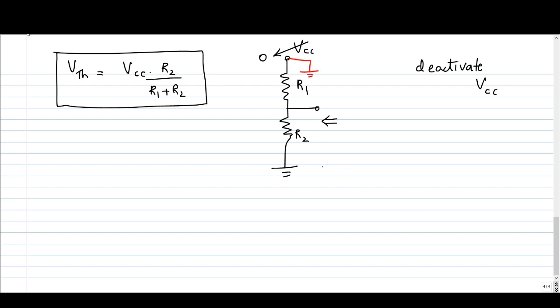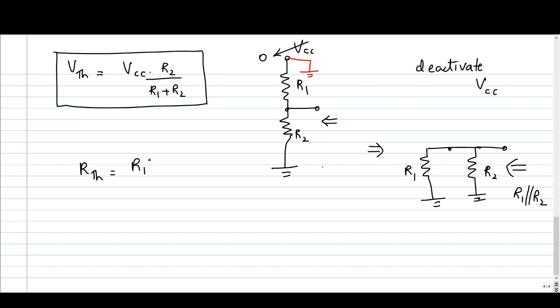So what happens? Now the circuit changes to this. Both R1 and R2 are connected like this. One end of R2 was already grounded. Now R1 and R2 have a junction in common. Then the other end of R1 is now grounded because we deactivated VCC. So R1 is also now grounded. So what is this? R1 parallel R2. The equivalent resistance seen from this port is R1 parallel R2. So RTH is nothing but R1 parallel R2. So we got the value of both VTH and RTH.